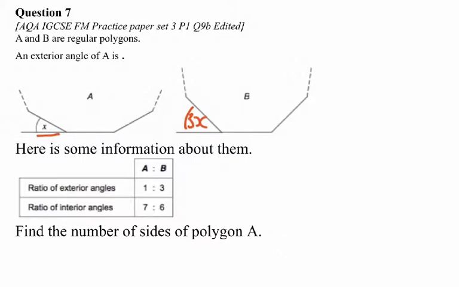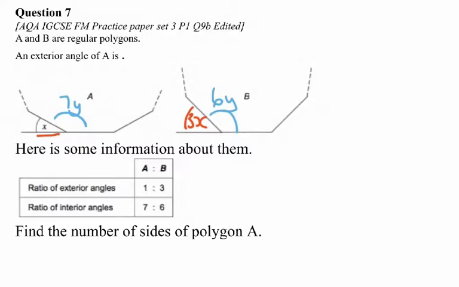Now it says the ratio of interior angles is 7 to 6. So I'm actually going to label this angle as 7y. I can't use x because I've used that for my exterior angle, so I'm going to put 7y. And therefore the interior angle on B, I'm going to label as 6y. Now I know from my very first slide that an interior angle plus an exterior angle adds up to 180 degrees. So I'm going to write myself two equations.